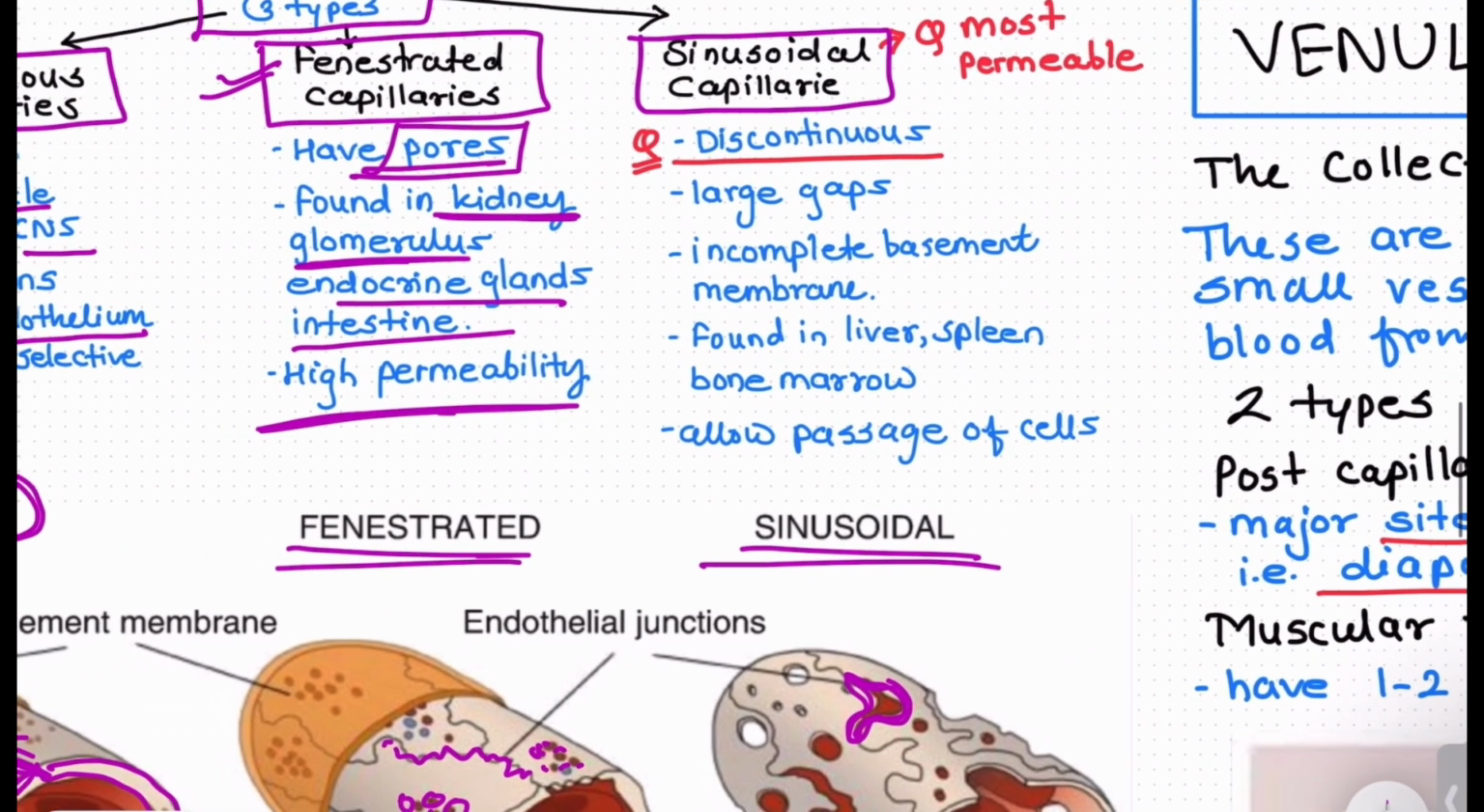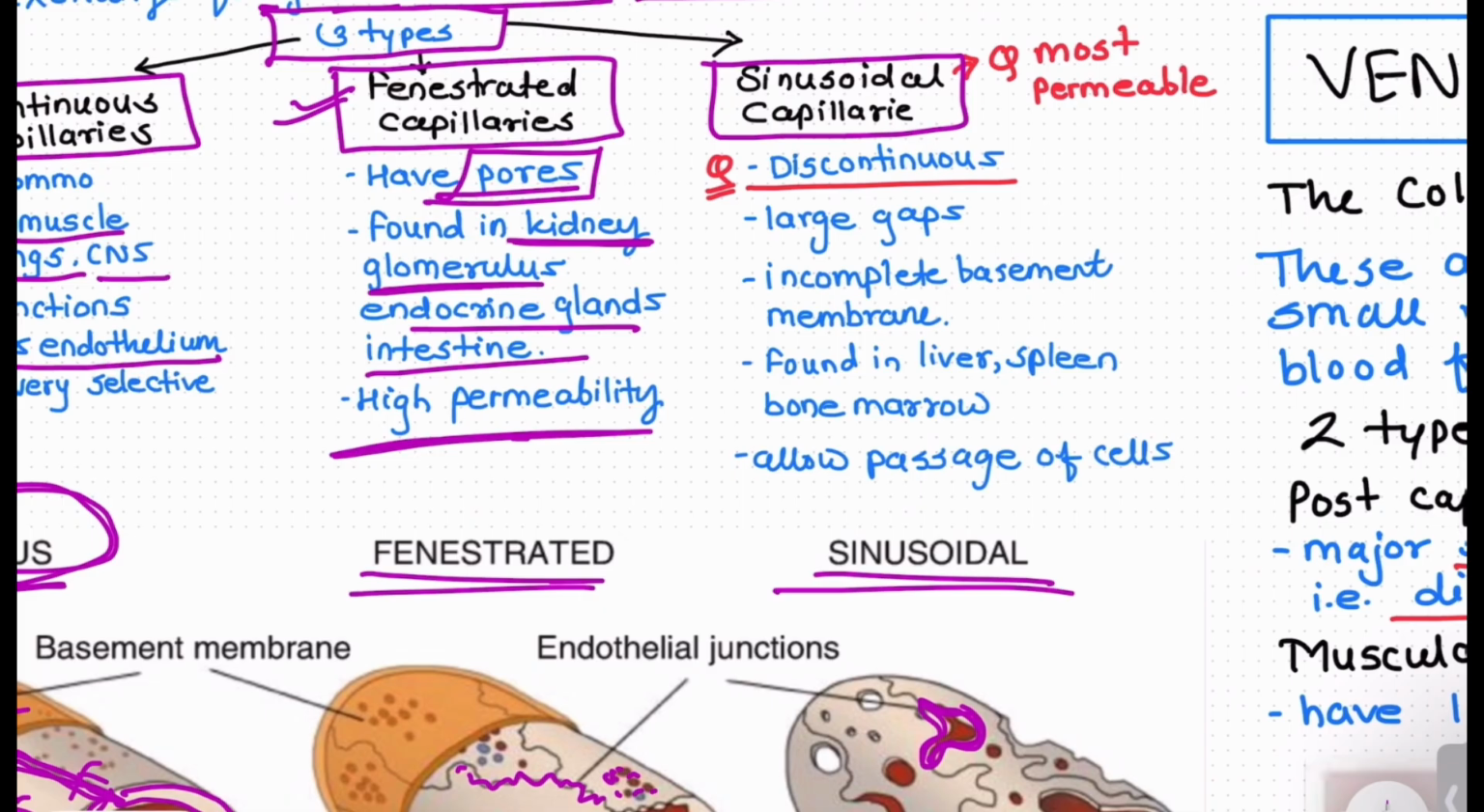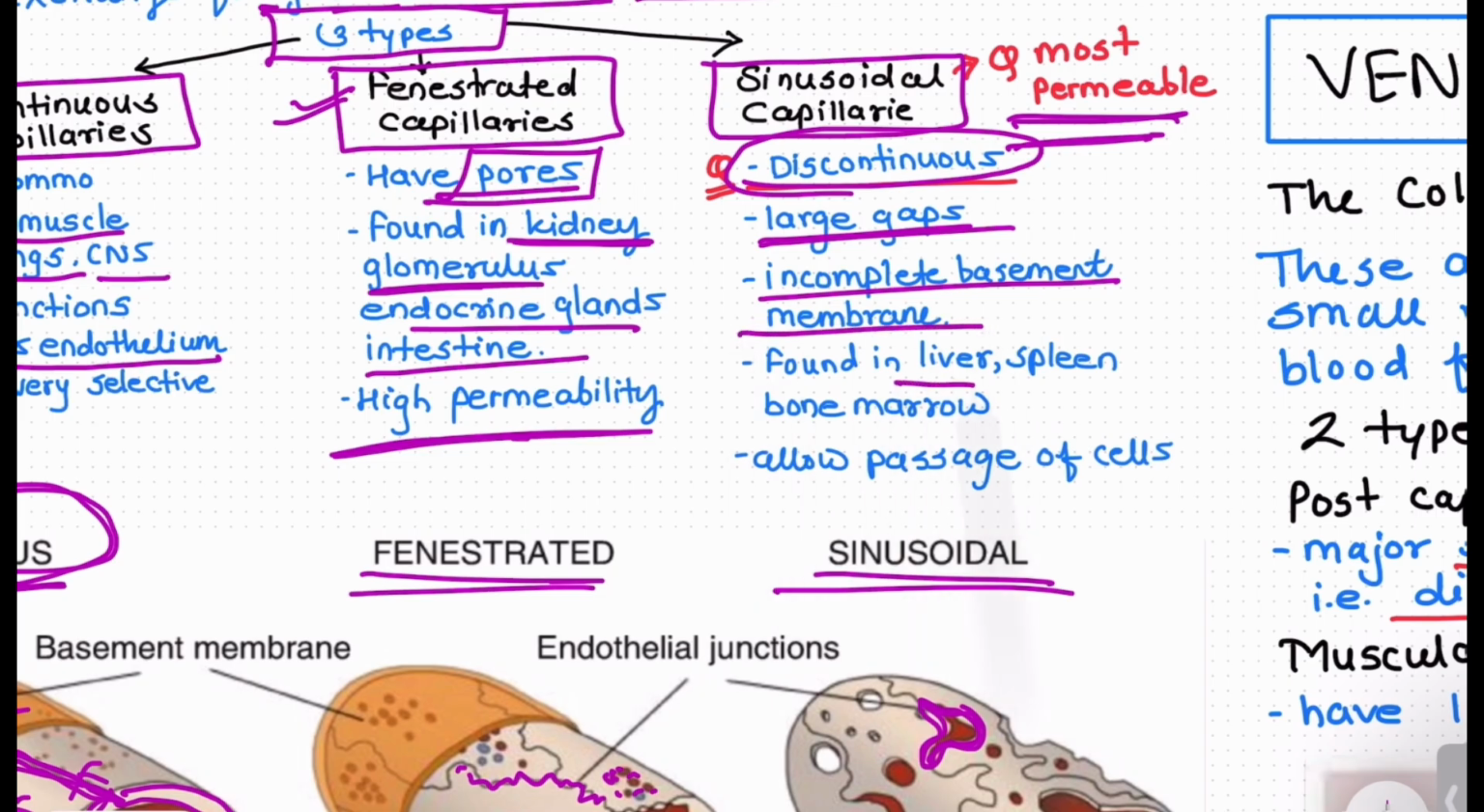Then what are sinusoidal capillaries? Sinusoidal capillaries are discontinuous. They are most permeable. They have large gaps and an incomplete basement membrane. They are found in liver, spleen and bone marrow. They allow passage of cells.